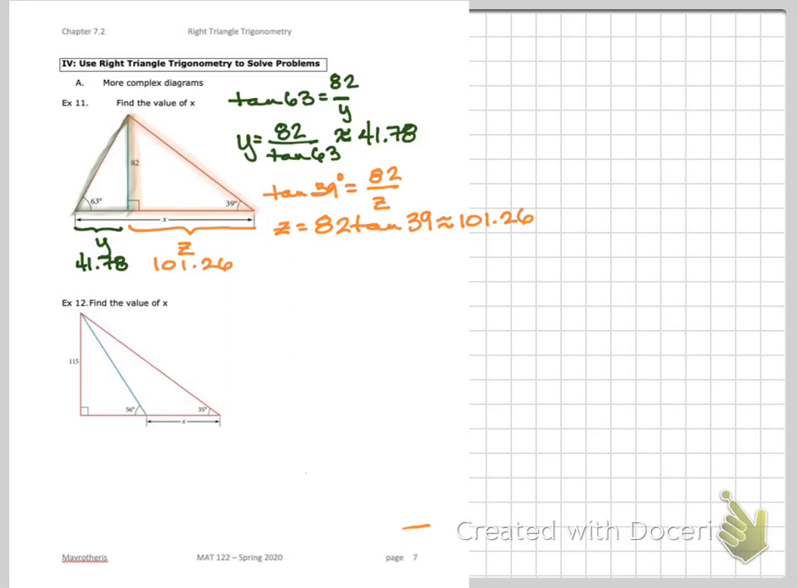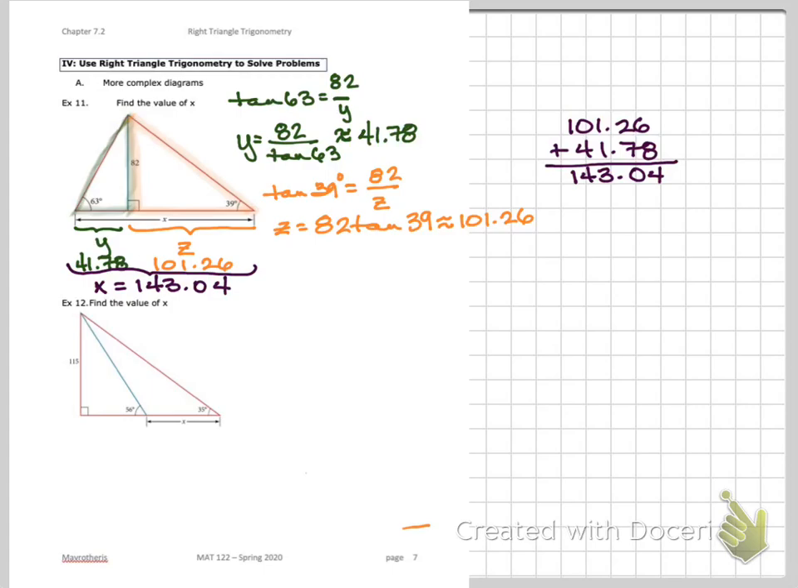When I add both of these pieces together, I've got 101.26 plus 41.78. I end up with a total length of 143.04. So that's my x. I'm going to put that down here. X equals 143.04. All good.